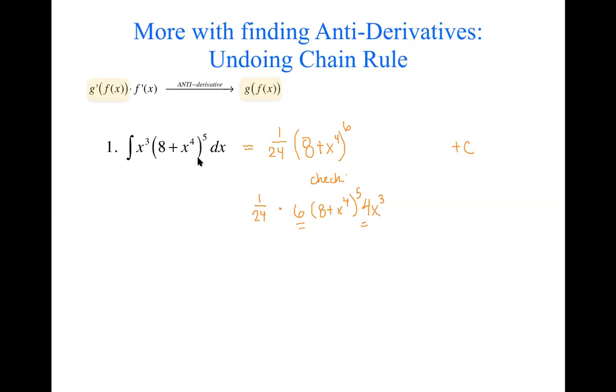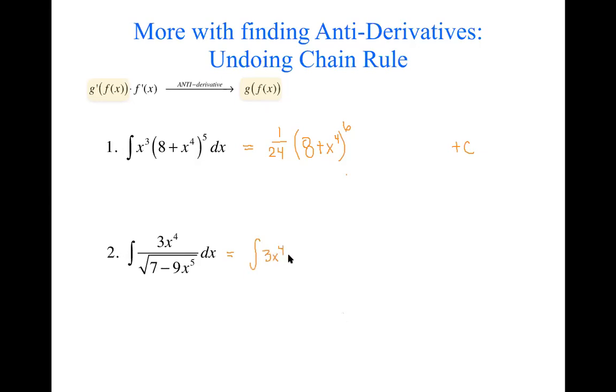All right, so let me pull up another question. Take a look at this one. Now this one's not written as a product, it's written as a quotient, but just as a starting point, realize we could write this as 3x to the fourth times 7 minus 9x to the fifth, all to the negative half power.